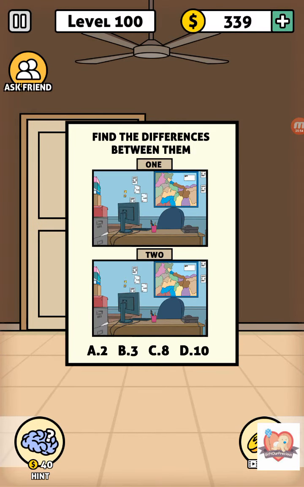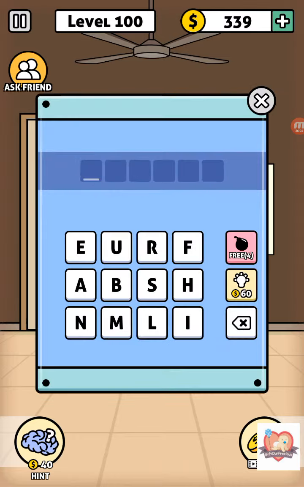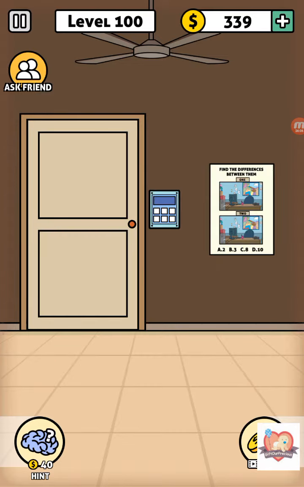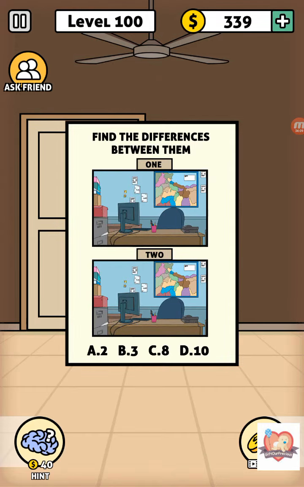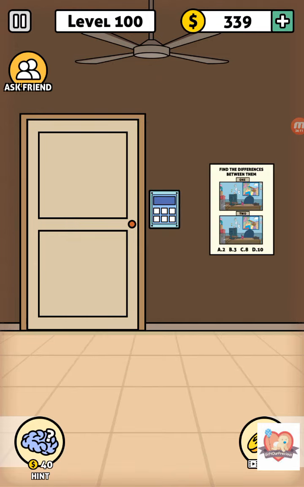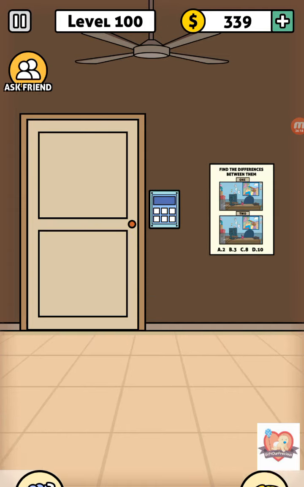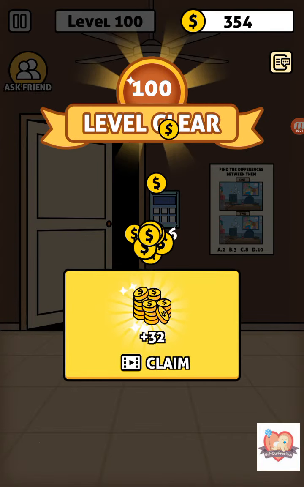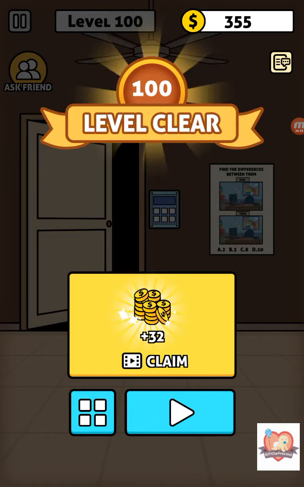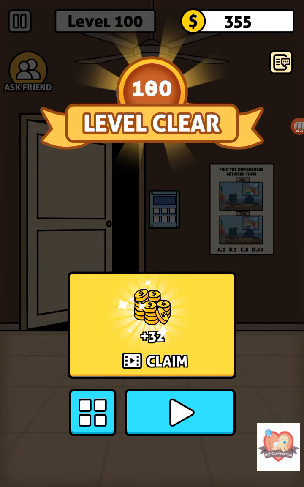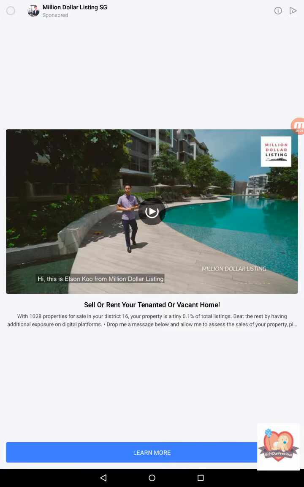Find the differences between them. 1, 2. Yeah, that's the only differences. Where 1, 2? Numbers. N-U-M-B-E-R. Alright! Yay! That's a good one. What a relief. Finally, we have cleared the stage.